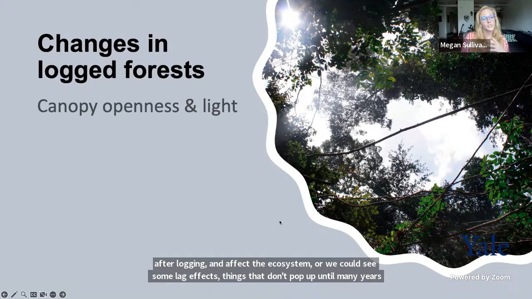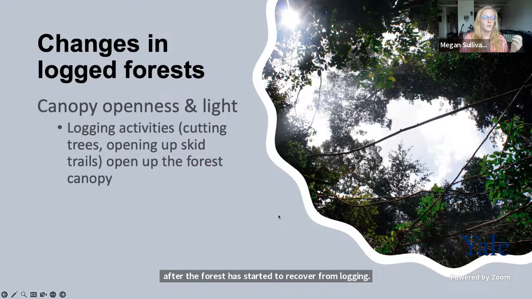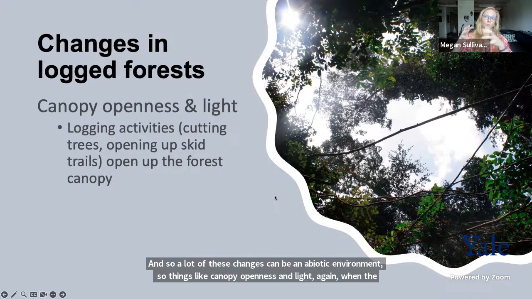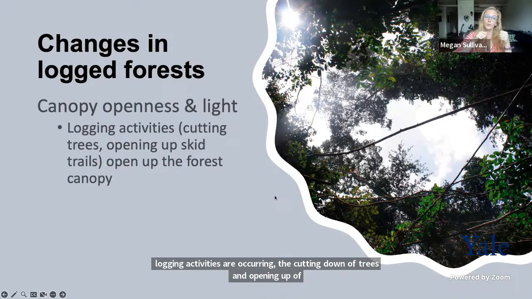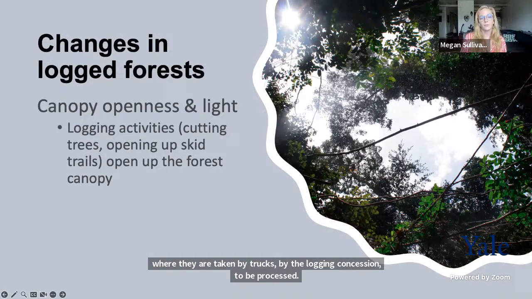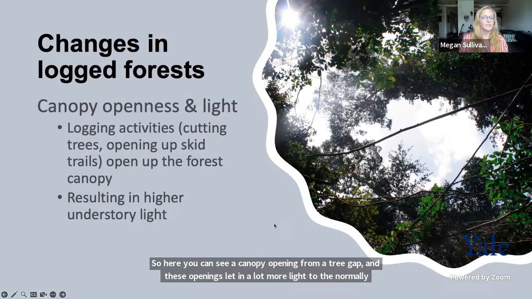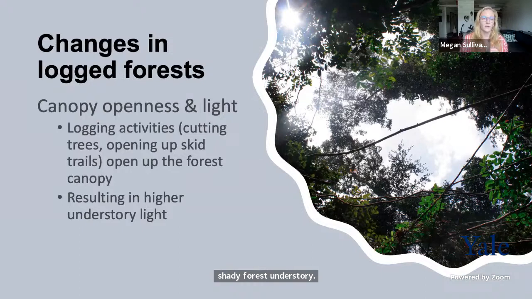And so a lot of these changes can be in the abiotic environment. So things like canopy openness and light. Again, when the logging activities are occurring, the cutting down of trees and opening up of skid trails. Skid trails are just the routes that machines take into the forest to pull the trees back up to the road, where they are taken by trucks by the logging concession to be processed. And both of these logging activities open up the forest canopy. So here you can see a canopy opening from a tree gap, and these openings let in a lot more light to the normally shady forest understory. And this is the most direct impact you might think that you would see from selective logging.